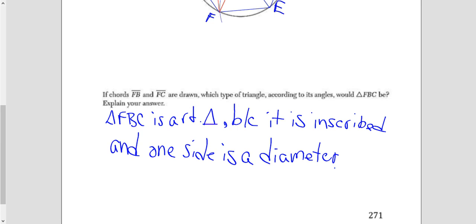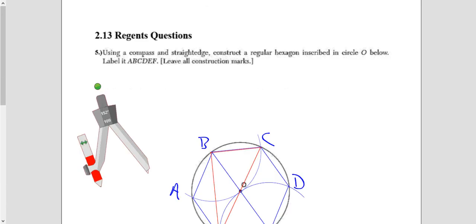It's important to have both of these reasons, because it is inscribed and one side is a diameter. So if you see this on your test and you only have one or the other, then you lose points, okay? If you just say one side is a diameter, you lose points. Why? Because you didn't say it's inscribed. Was there another question after this? Oh, we finished all the reading. That's perfect timing, isn't it? Okay.